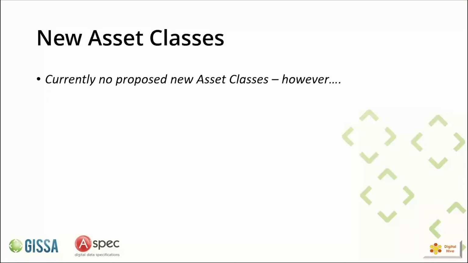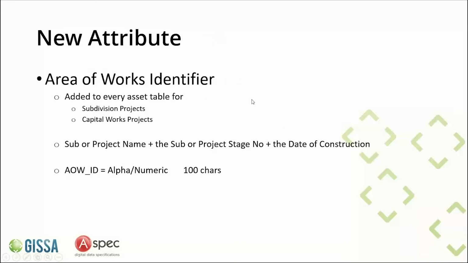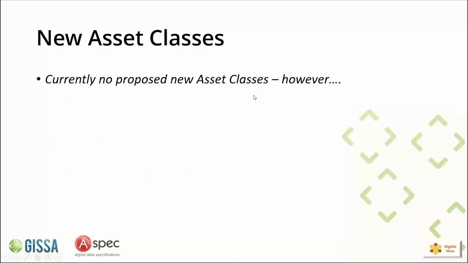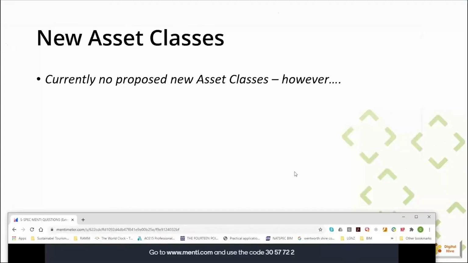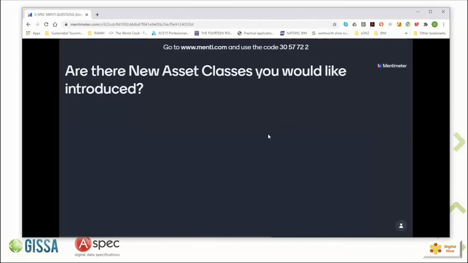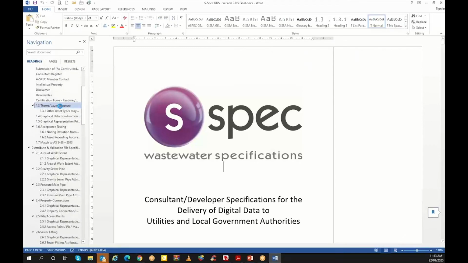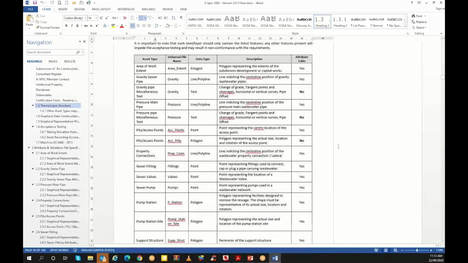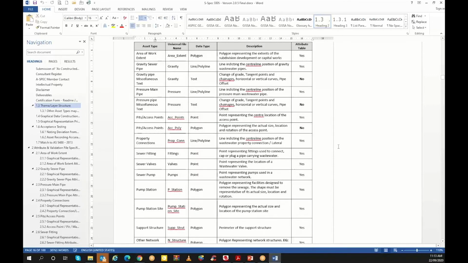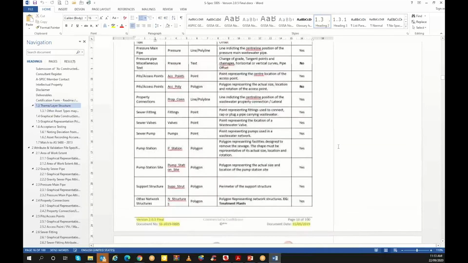Currently, there's no proposed new assets. However, we want to give you an opportunity to suggest the kind of assets that you would like to have included as part of this. So we'll give you a minute to do this, to see if you can think of anything that's not currently covered in the spec. Okay. And what I'm going to do is give you a quick look at the kind of assets that are covered in the spec at the moment.